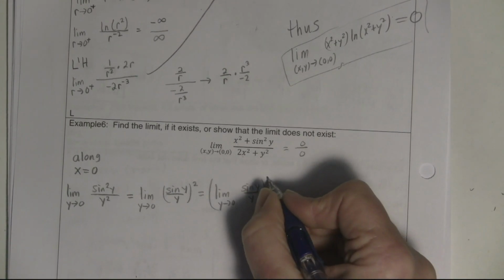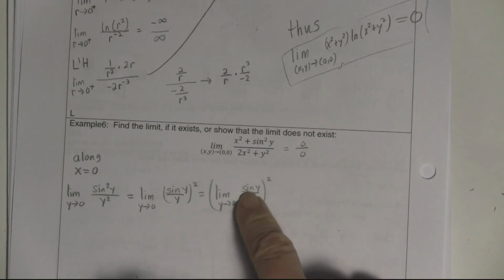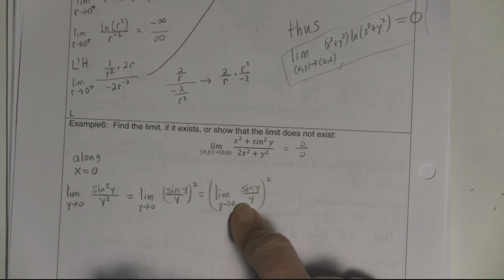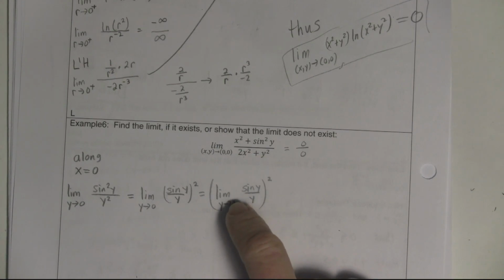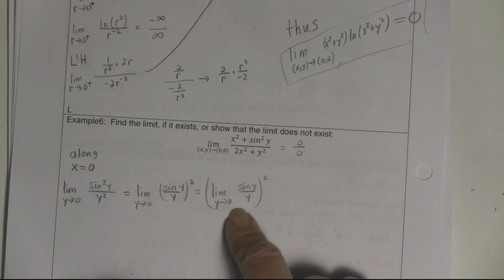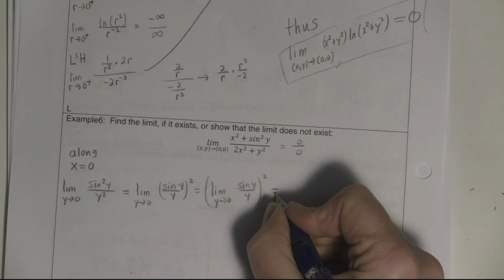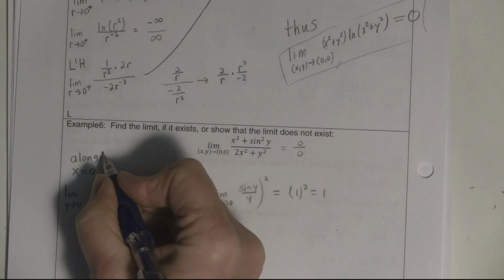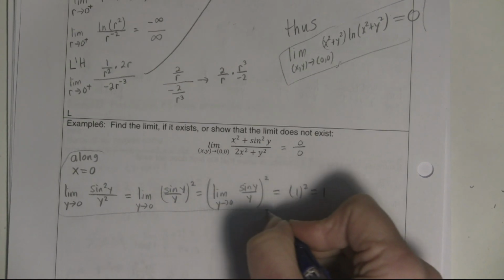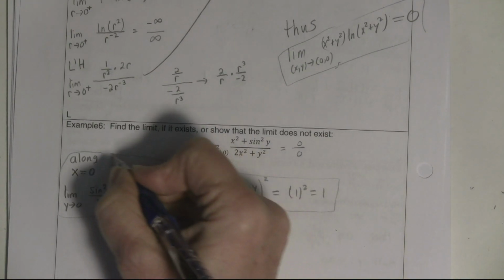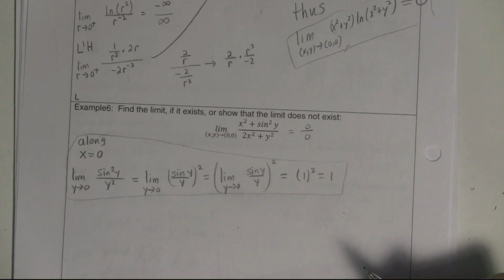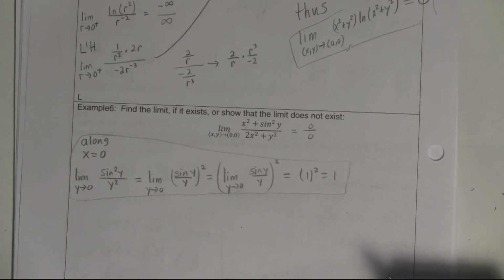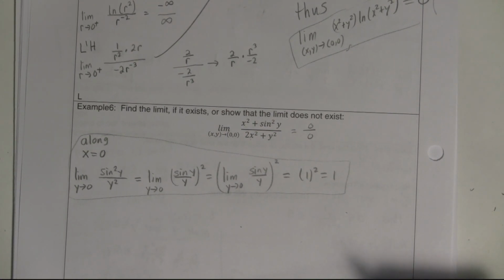For sure, we know by theorem 7, I call it, Stewart's book didn't call it a name though, that this is equal to 1. So this is equal to 1 squared, which is 1. And that's along this path. If I can pick another path that gives me a different value, then I'll be able to say the limit doesn't exist.